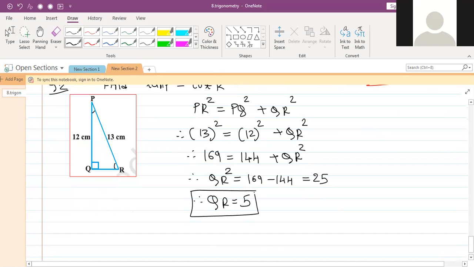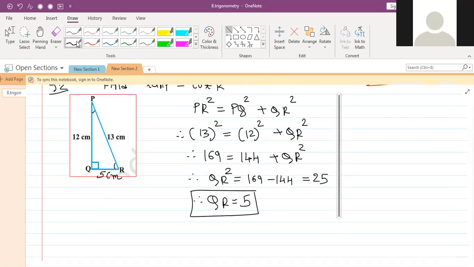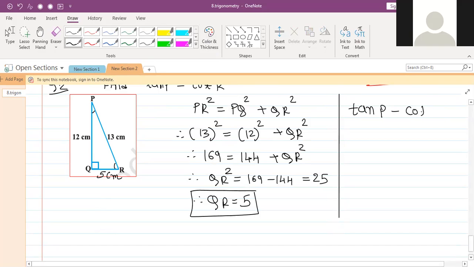Understand? Yes, sir. So this side is 5 centimeter, and now we can find the value of tan p minus cot r. First, the value of tan p. Tan p, that is what? Here we use this angle p. That is base upon perpendicular. So for tan p, base is 5 and perpendicular is 12.